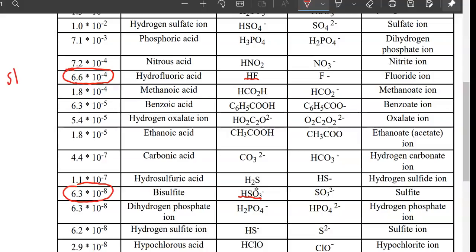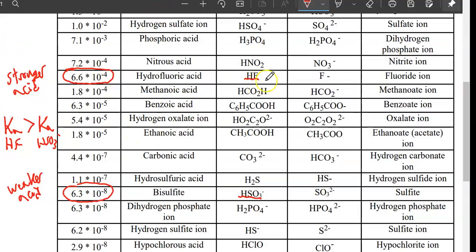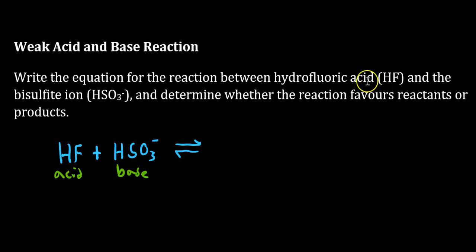So here, this is the stronger acid, and this is the weaker acid because it has the lower Ka. So maybe I'll just write that out. The Ka of HF is greater than the Ka of HSO3-. It's all about Kas when we want to know about acid and base strength. Also pKa's, but Ka is a good one. So now that we know HF acts as an acid, even though it told us here, but if you didn't know, now you know how to check.